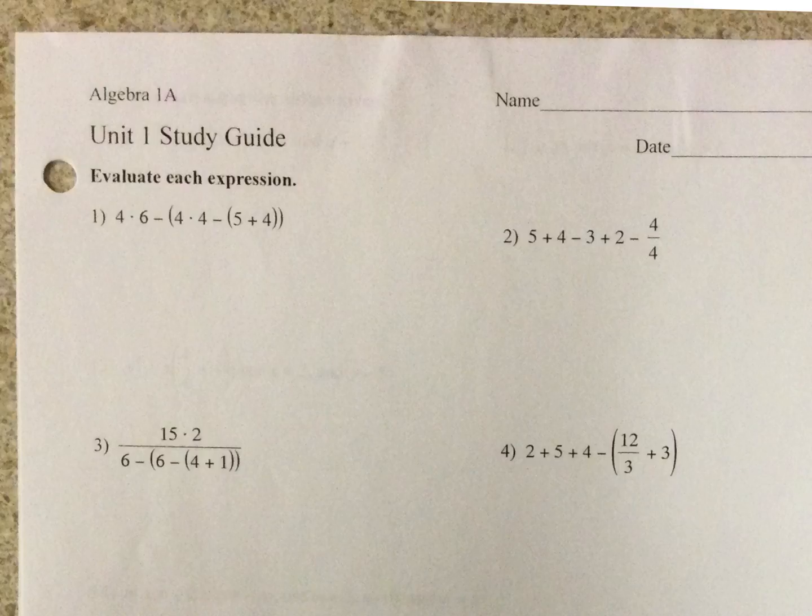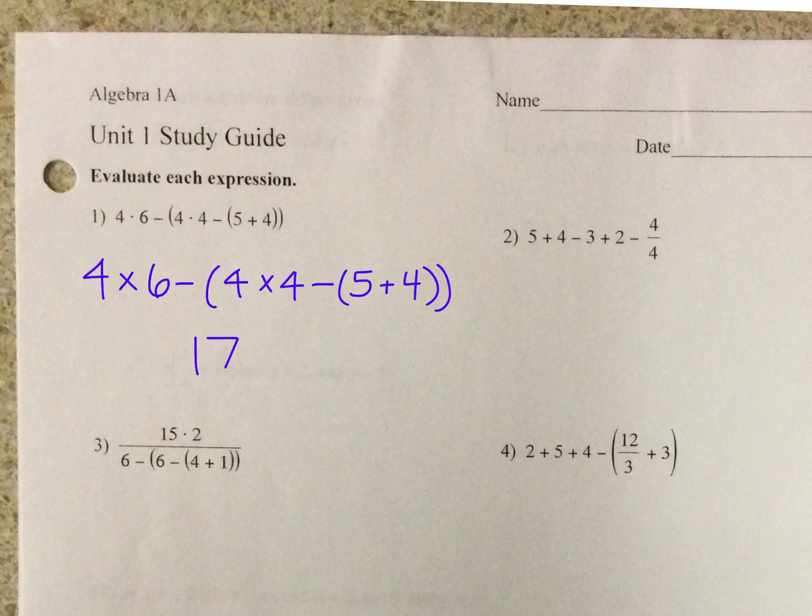So number 1, when you put that in your calculator, you need to put it in exactly as you see it. So you would put 4 times 6 minus, parenthesis, 4 times 4 minus, parenthesis, 5 plus 4, parenthesis, parenthesis. When you type that in your calculator correctly, you get the answer 17.